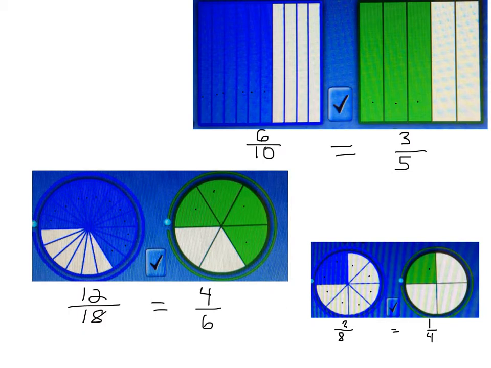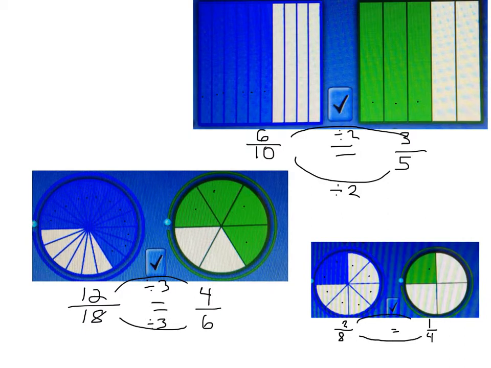But once again, I'm noticing something else. If I take 6/10 and divide the numerator and denominator by 2, I get 3/5. And over here, if I divide the numerator and denominator by 3, I get 4/6. And here, what am I dividing by here? 2. So another way to make equivalent fractions is to divide the numerator and denominator by the same number. So here I divided the 6 by 2 and the 10 by 2. Here I divided the 12 by 3 and the 18 by 3.